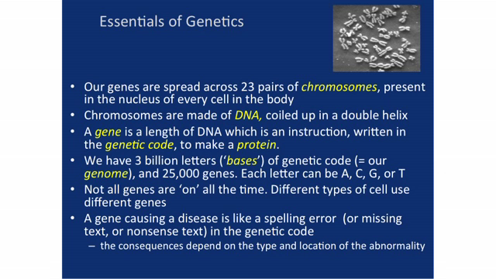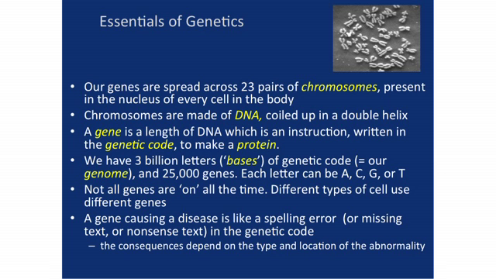They're made of DNA, coiled up into the famous Watson and Crick double helix, which I'll show you in a second. And a gene is defined as essentially a length of DNA, which is an instruction written in the genetic code to make a protein, and the proteins are the building blocks of the body. So genes are the recipes or the instructions to make proteins. Our genetic code in total has 3 billion letters or bases in it. That's our total genome together.